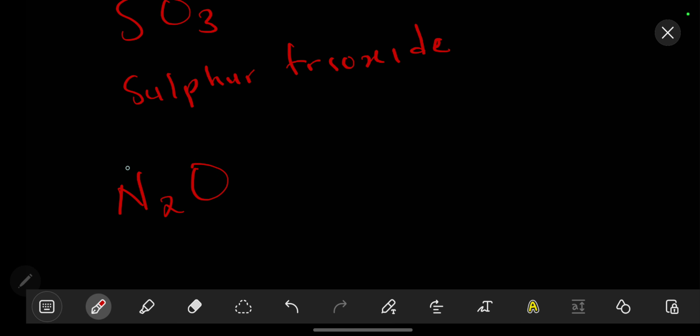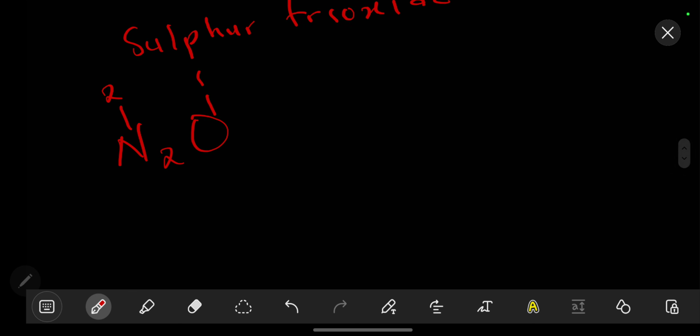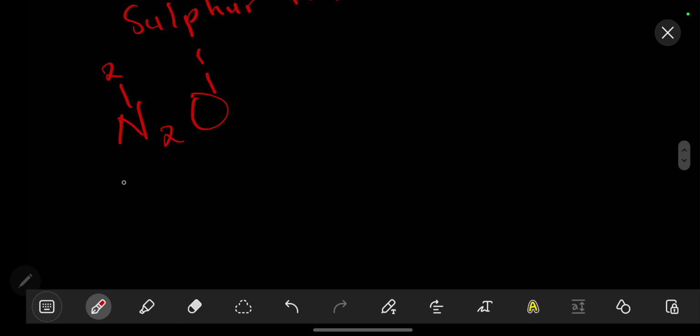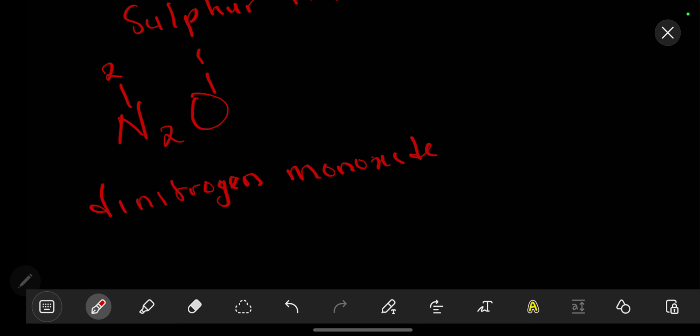Let's say we have N2O. So we have 2 nitrogens, we have 1 oxygen. So under this one, since there are 2, we are going to say dinitrogen. Then there is 1 oxygen, we are going to say monoxide. So remember, the only way you can do this is mostly when you are looking at type 3, which are binary covalent compounds, those that contain only non-metals.